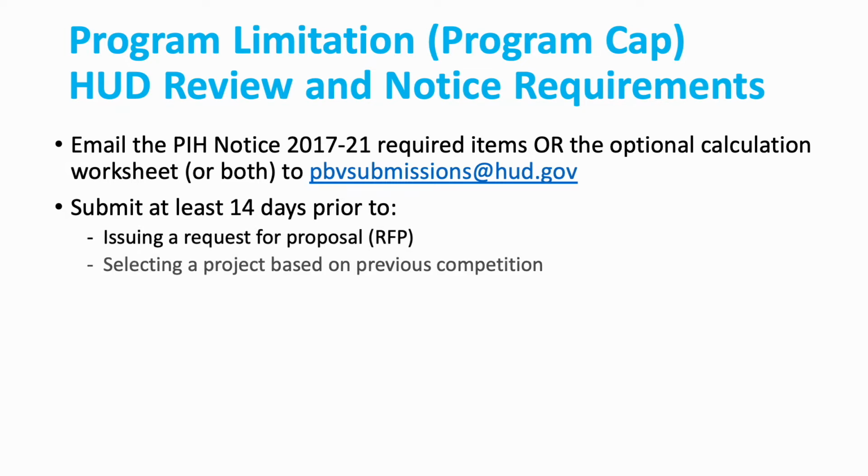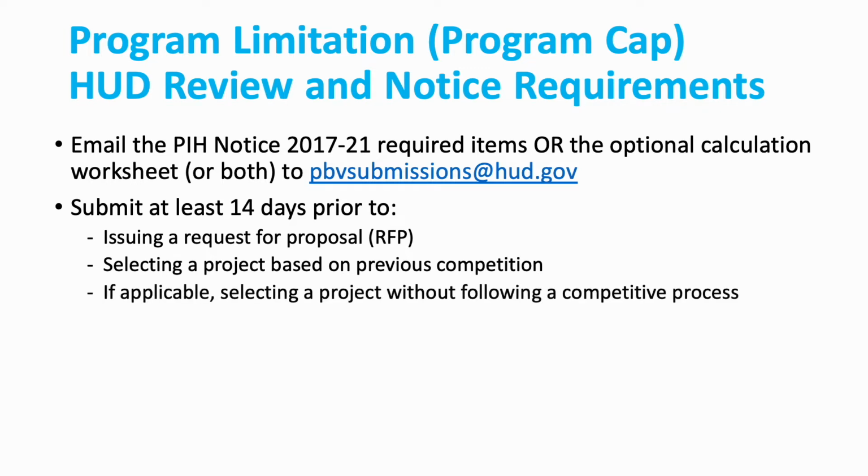These reports must be submitted to HUD at least 14 days prior to making a selection or advertising an RFP for PBV programs. However, if the PHA has certain exceptions, you don't necessarily need to wait for HUD to respond after those 14 days are up before making a selection or publishing an RFP.